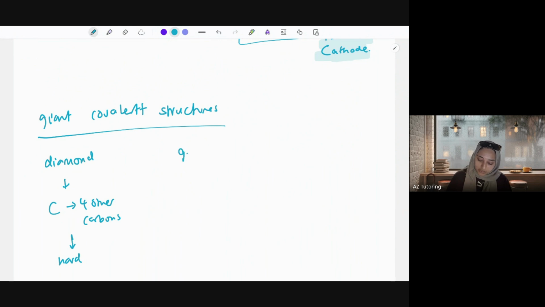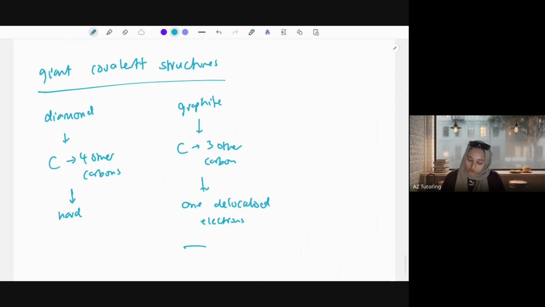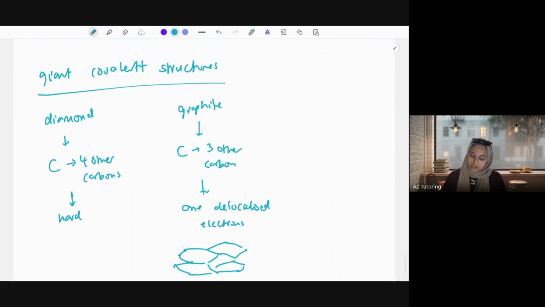Another allotrope of carbon is graphite. Now in graphite, each carbon is bonded to 3 other carbons, meaning there's 1 delocalized electron. And that delocalized electron allows it to conduct electricity. So graphite's what's in pencils. So the reason why if you stick it in a plug, you'll get an electric shock is because it's got that 1 delocalized electron. And you should remember that it's got a hexagonal shape just like this, and it's got loads of layers of that. So this repeats these hexagonal layers.